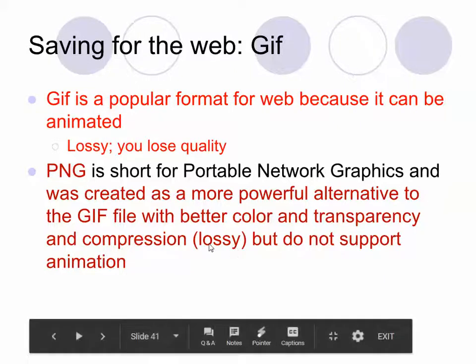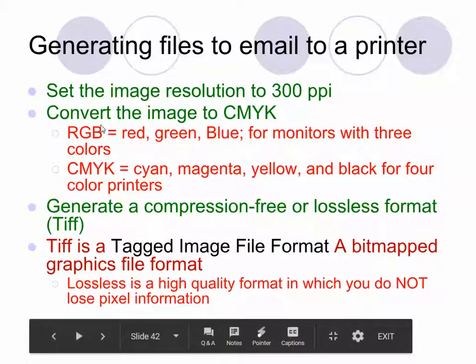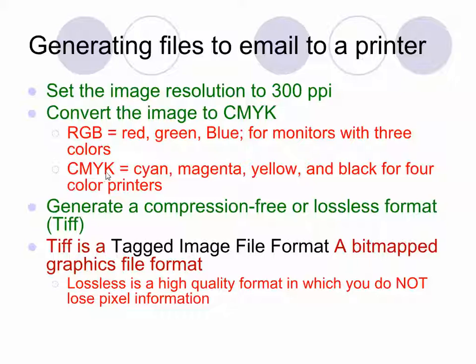These are lossy. These lose information as well. So let's keep going. RGB is good for when you're going to save something for the monitor. CMYK is the technology that the printers use. If you look at the ink cartridges in the printer, you have cyan, magenta, yellow, and black cartridges. So whenever you're going to save a document that you're going to print, use a CMYK format.